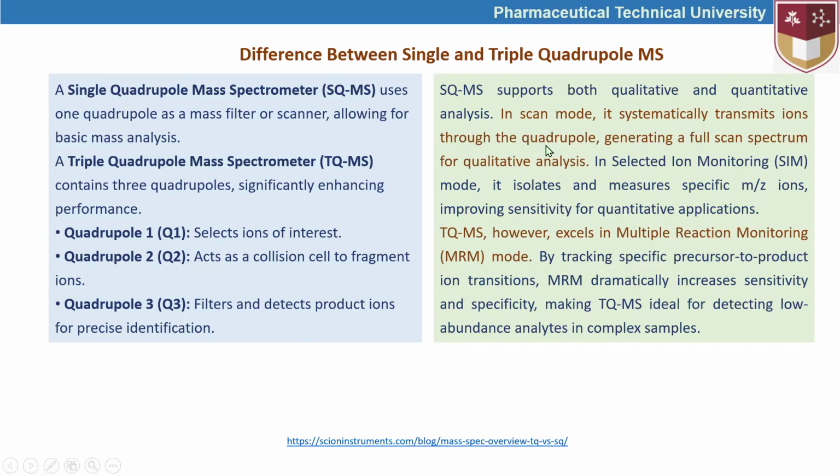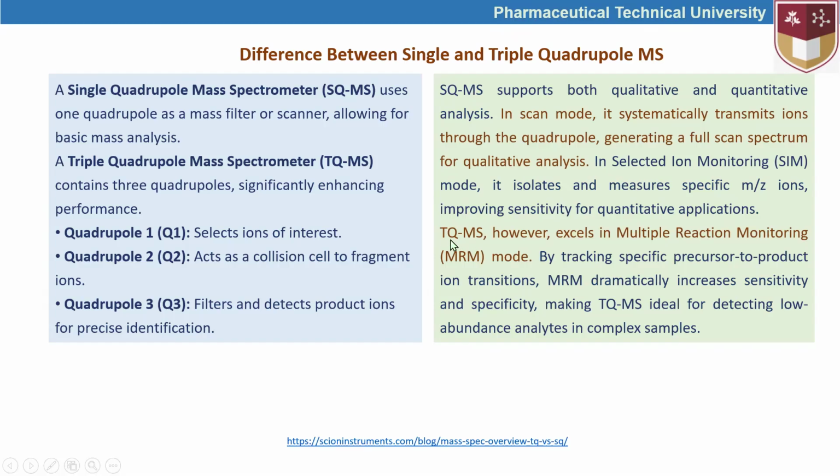A single quadrupole mass spectrometer supports both qualitative and quantitative analysis. In scan mode, as I highlighted earlier, it systematically transmits ions through the quadrupole, generating a full scan spectrum for qualitative analysis. In selected ion monitoring mode, it isolates and measures specific mass over charge ions, improving sensitivity for quantitative applications. So in at least two different modes, a single quadrupole mass spectrometer can be used.